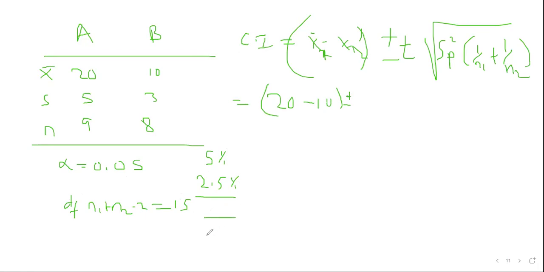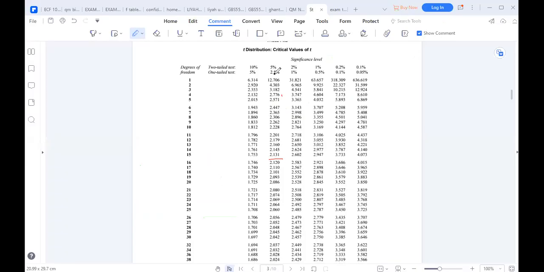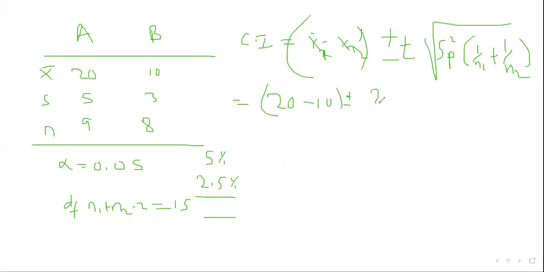So these are 2 samples. If you're going to read them, we go to the table that we're reading, but we subtract 2 from the total. So 17 minus 2 is 15. At 5%, 2.5 at 15, 2.131. So here we're going to put 2.131. That is not the only headache.